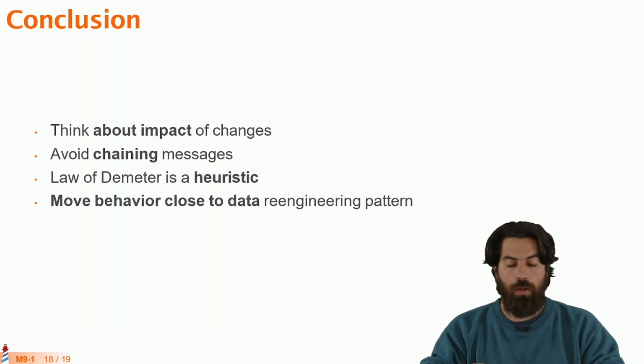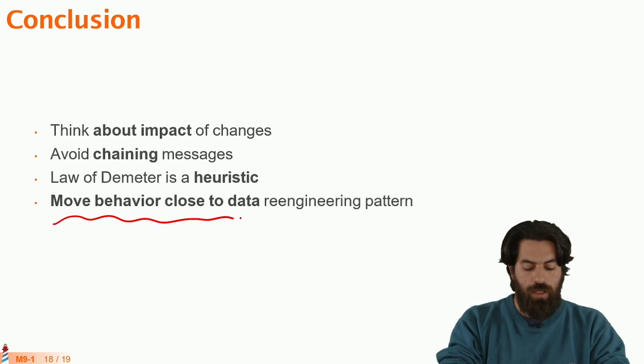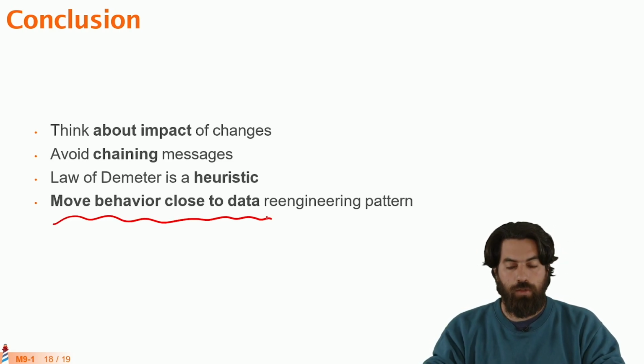As a conclusion, think about the impacts of changes, think about the dependencies, and think about what happens when you chain messages and chain accesses to variables. Remember that the law of Demeter is a heuristic, so it doesn't work in all cases. You must use it whenever it actually pays off. It has benefits, but it can also have drawbacks if it is used wrongly. And think about the move behavior close to data reengineering pattern, which is a good way to move from a bad design to a good design using the law of Demeter.